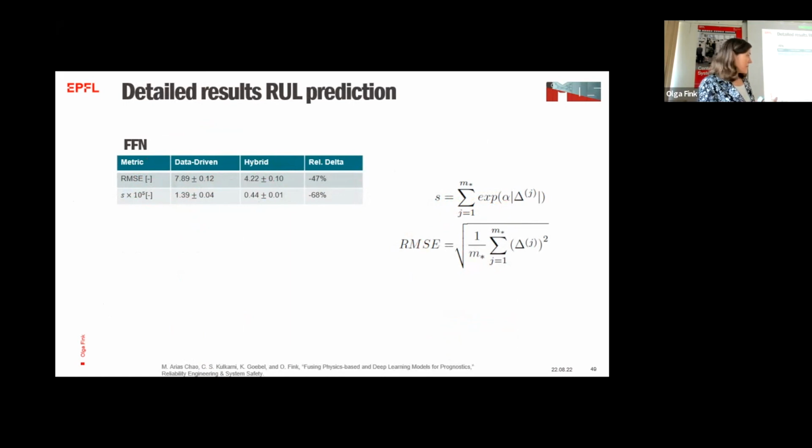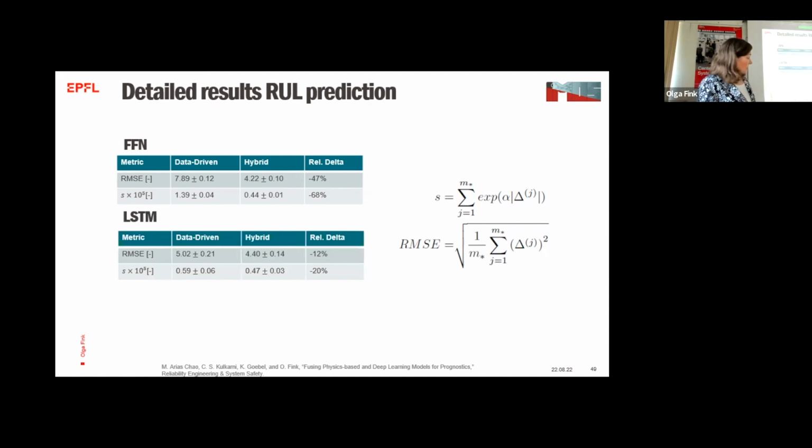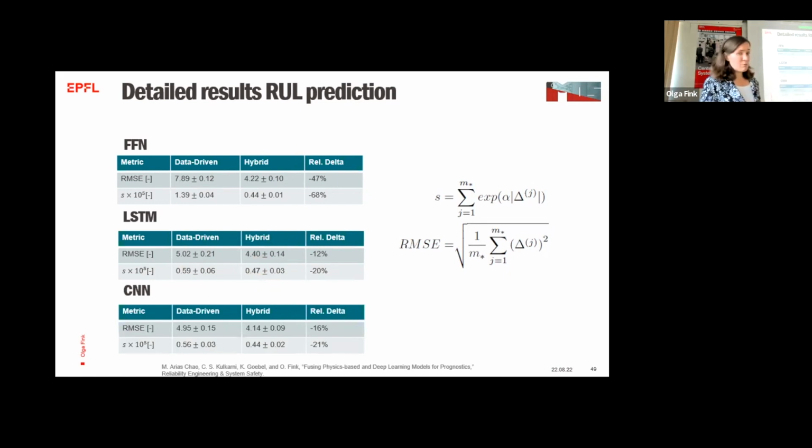So we use the RMSE for performance evaluation and the so-called scoring function that actually penalizes the cases where the algorithm predicts longer remaining useful life than the actual one, because this is kind of the critical part, and the under predictions are penalized less. We also applied LSTM to it. Again, the performance between the data-driven and the hybrid is quite significant. The CNN performed actually the best.